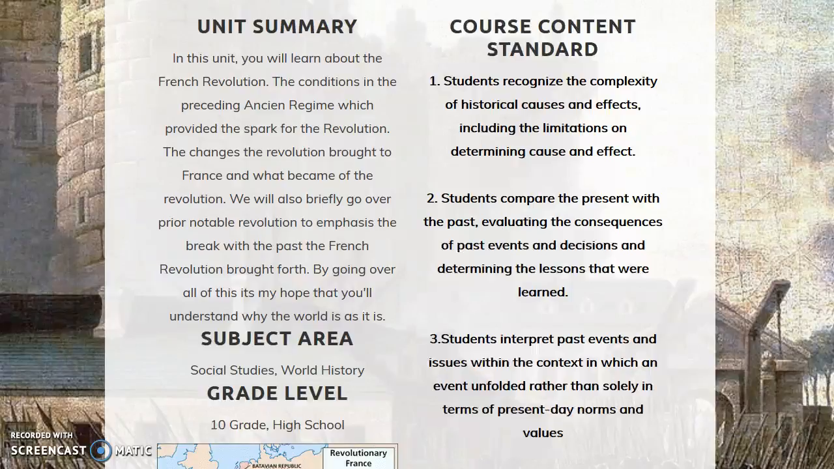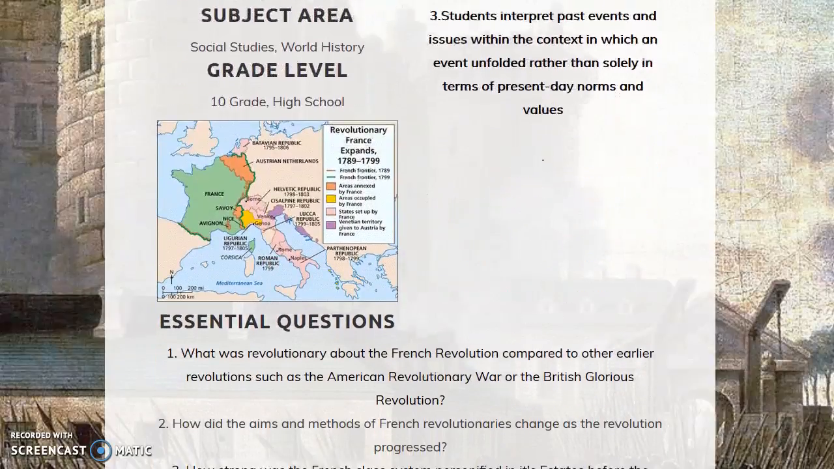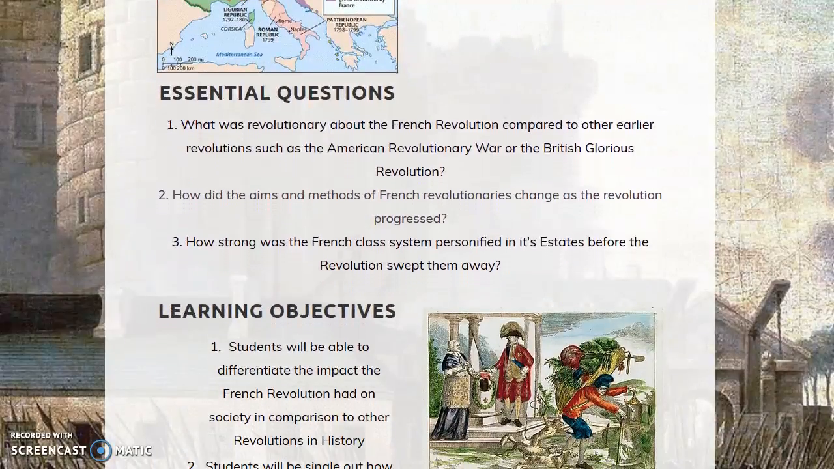Now, moving on to our course content standards. Number 1. Students recognize the complexity of historical causes and effects, including the limitation on determining cause and effect. Number 2. Students compare the present with the past, evaluating the consequences of past events and decisions, and determining the lessons that were learned. Lastly, number 3. Students interpret past events and issues within the context in which an event unfolded rather than solely in terms of present-day norms and values.